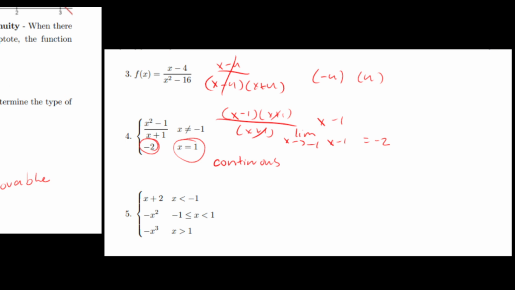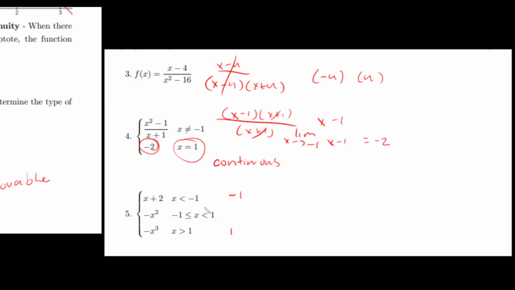All right, this one is a little more complicated. We just have to worry about this negative 1 and 1, basically where it switches functions, because each of these pieces is a continuous function. That means we know there's not going to be a discontinuity there. We just need to worry about the switches between them.